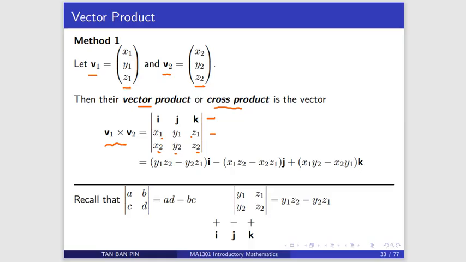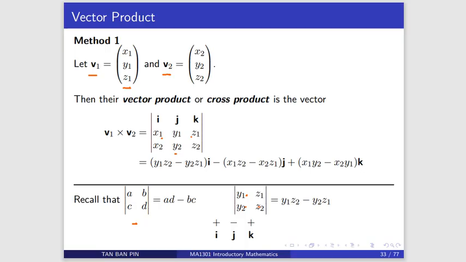After that, to work it out, you make use of a 2×2 determinant. If you have a 2×2 determinant, then it's just AD minus BC. So it's this way minus the other way. So if you have y1, y2, z1, z2, then it will be y1 z2 minus y2 z1. And let's look at how to work it out.